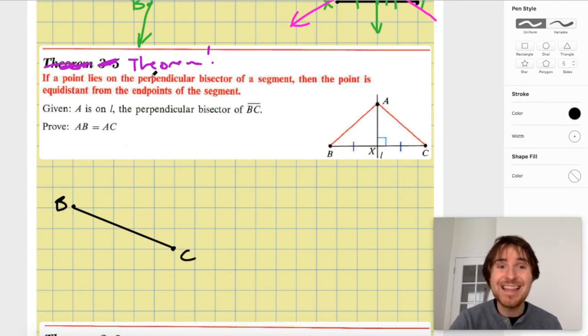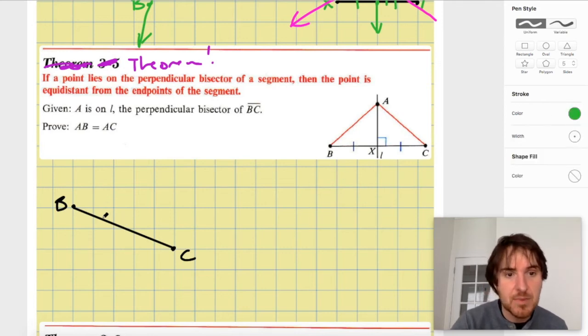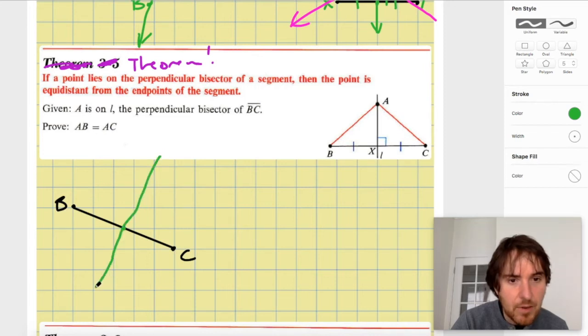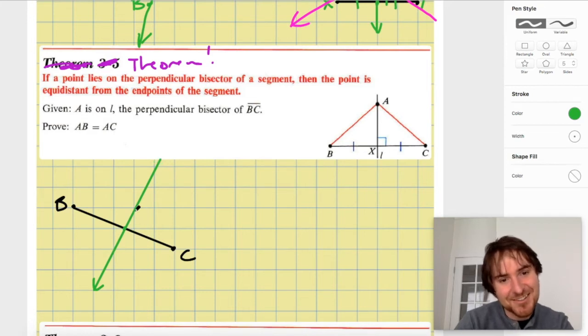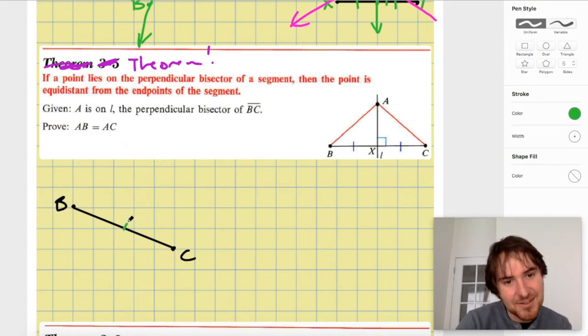And if a point lies on the perpendicular bisector of a segment, so maybe I'll draw in the perpendicular bisector of segment BC. Okay, so sketch that out. Draw this out, right? Segment BC, draw the perpendicular bisector of it. Okay. I didn't really draw that super well. It doesn't really look like a 90-degree angle.